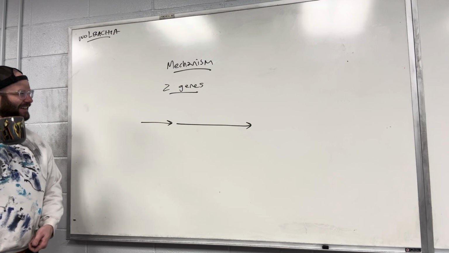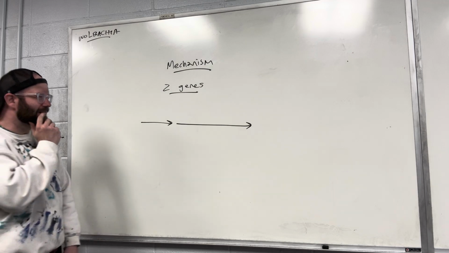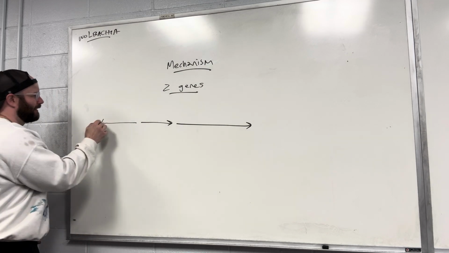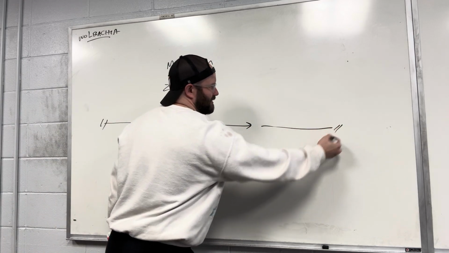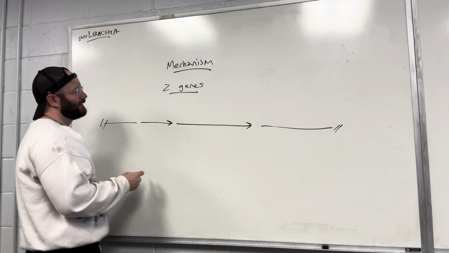Because it's probably on the plasmid? No. Well, what would that have to do with the plasmid? It's actually not on the plasmid. It's on the chromosome. So somewhere on the chromosome of Wolbachia, there are these two genes.